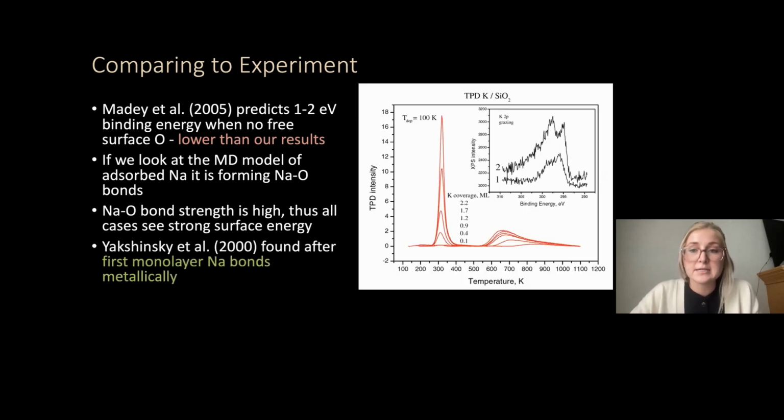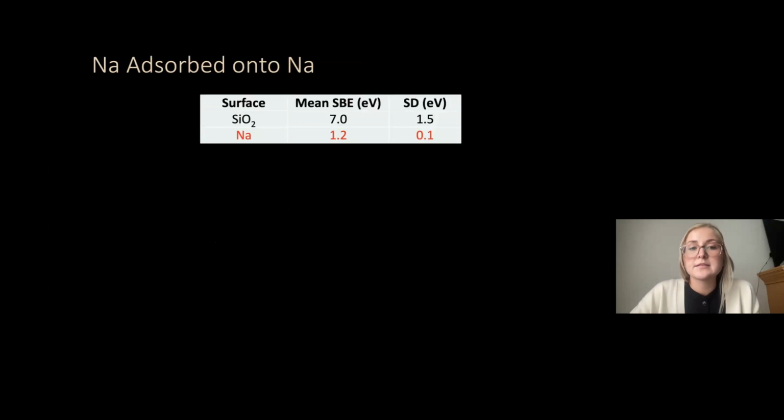However, Yakshinskiy, supported by this diagram on the right, found that after the first monolayer, the sodium actually bonds metallically with the previously adsorbed sodium, and it produces this low energy desorption peak. So based on this literature, we decided to model sodium adsorbed onto a pure sodium surface, and we found this lower SBE value of 1.2 eV.